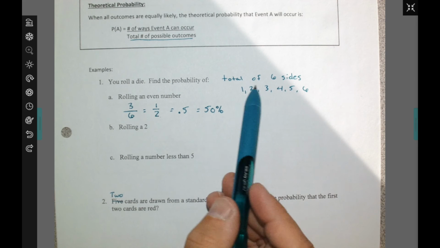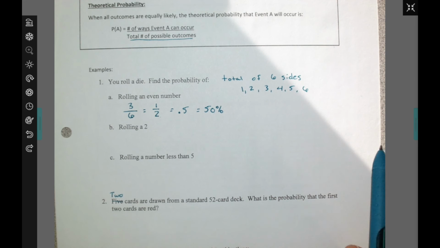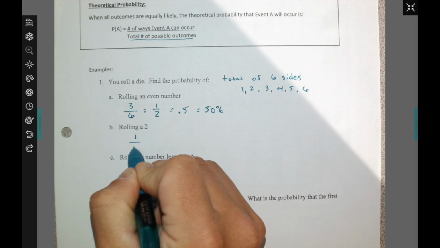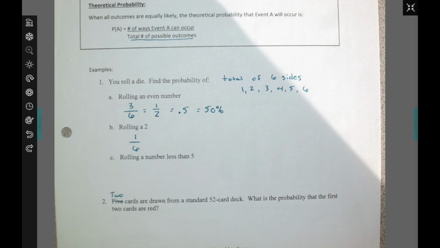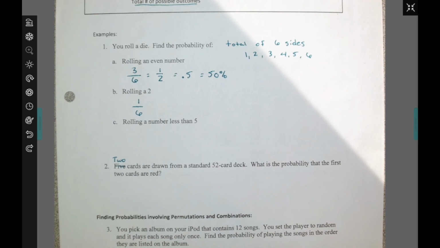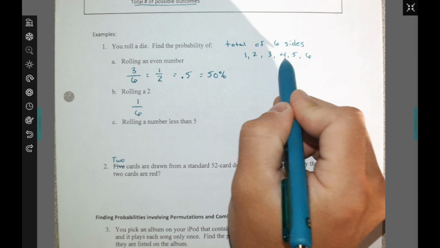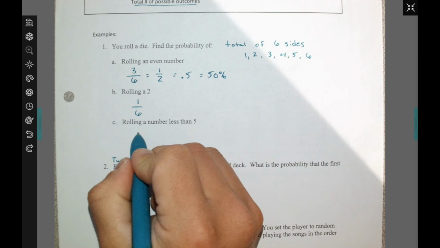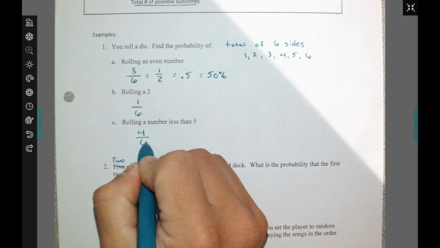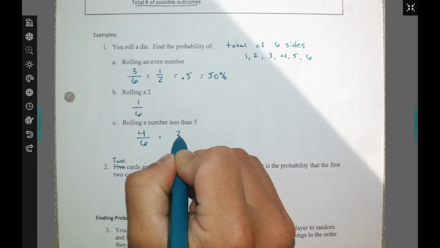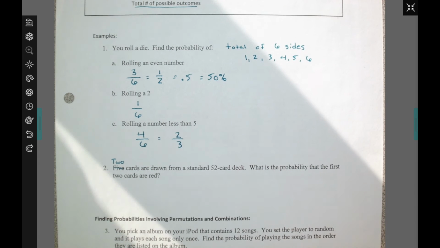For B, I want the probability of rolling a 2. There's only one number 2 in there, and there are still 6 possible outcomes. So our probability for rolling a 2 would be 1 over 6. And then rolling a number less than 5. If we're going less than 5, that's every number below it, so that'd be 1, 2, 3, or 4. So we have 4 outcomes, 6 total again. Simplify that by dividing top and bottom by 2. You get 2/3 as the probability of rolling a number less than 5.